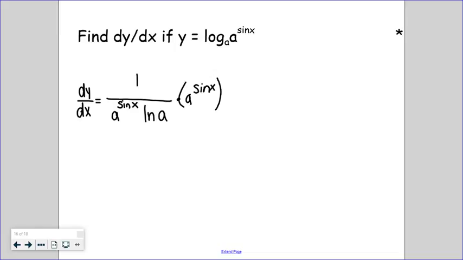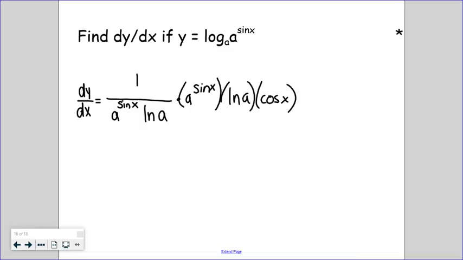times the derivative of the exponent, which is cosine x. Oops, I forgot one, didn't I? Natural log of a. Sorry, derivative of the insides, a to the sine x natural log of the base, times the derivative of the exponent, which is cosine x. And pause there. All okay with that?